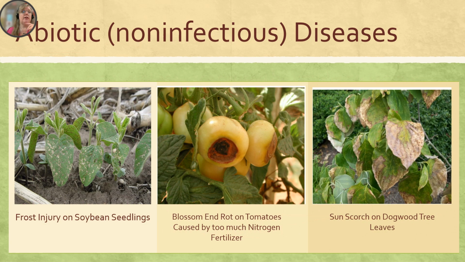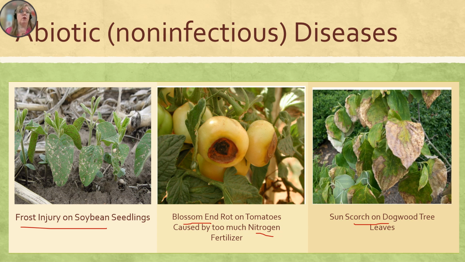Here are some examples. This is frost injury on soybean seedlings. This is blossom end rot in tomatoes. It's caused by too much nitrogen in the fertilizer. And this is sun scorch on a dogwood tree. Dogwoods are shade trees. They have to have sunlight, but they don't want direct full-on sunlight. They're an understory tree. That's what you call it. So this is sun scorch. It's been in too much sunlight, and the dogwood tree doesn't like it at all.